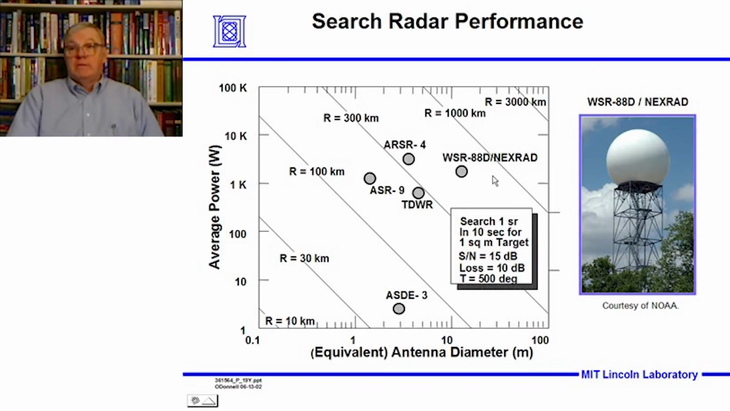Now, its job is to look at the weather conditions all over the country. The entire country is plastered with these radars, and anytime you look at your local weather forecast, you're looking at one of these NEXRAD radars. They operate at S-band.